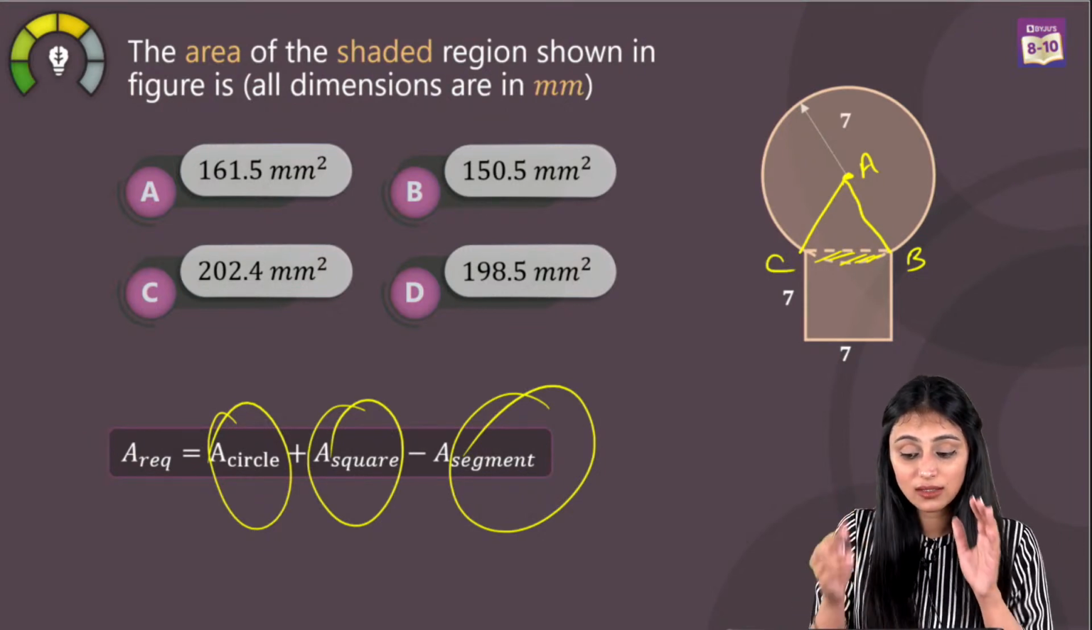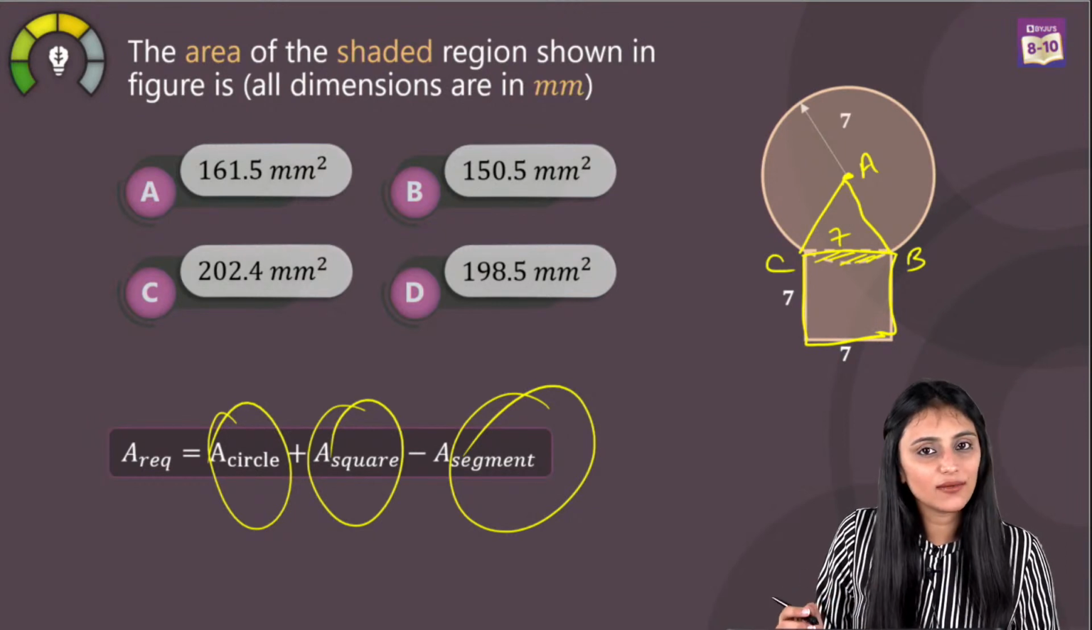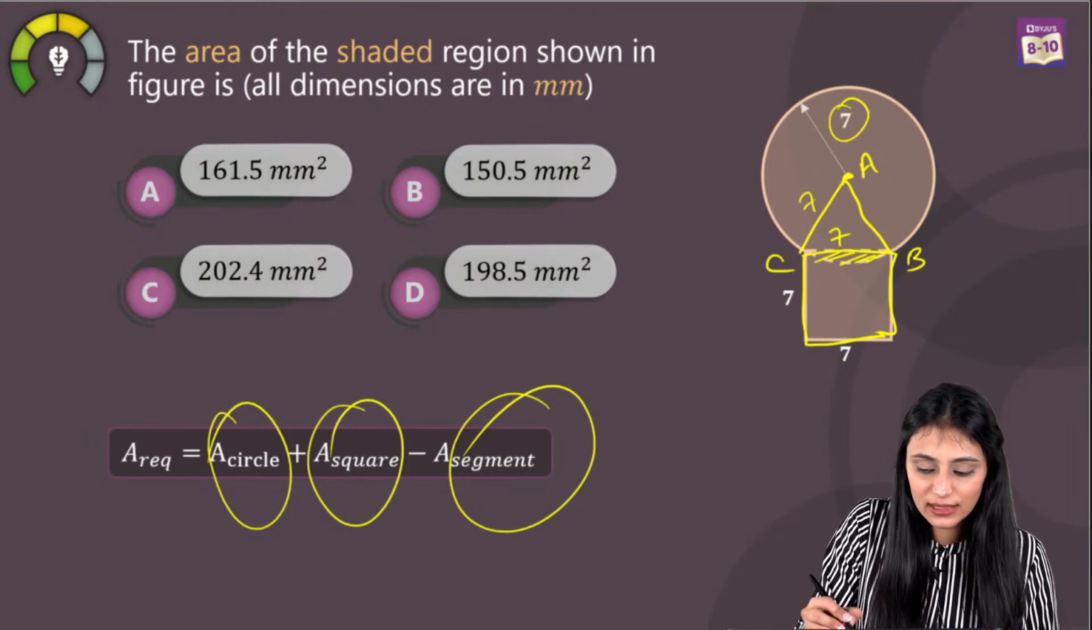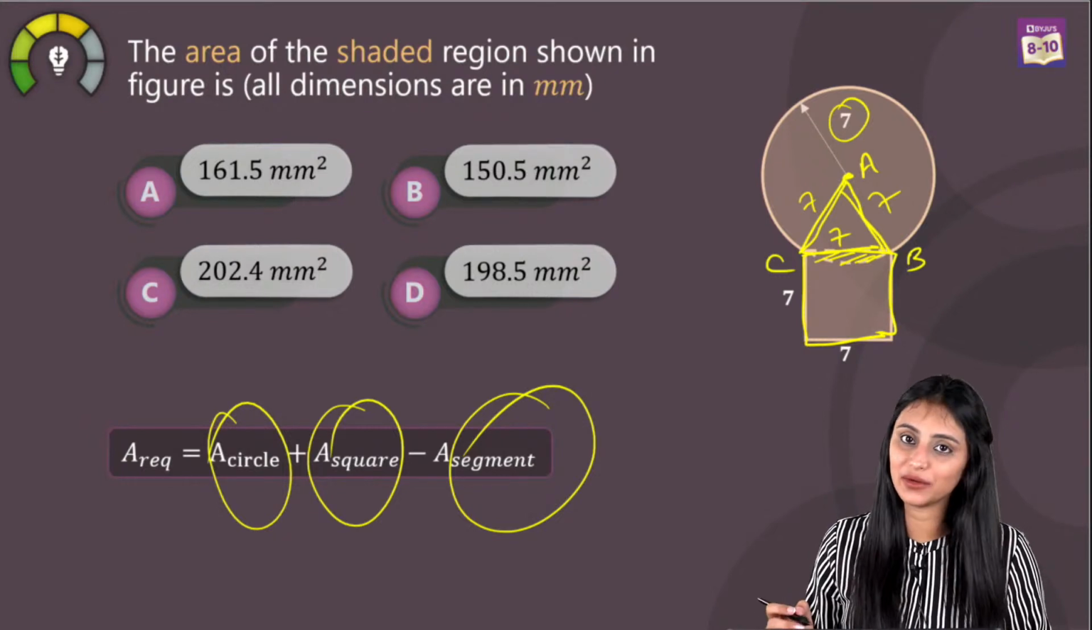Now this over here is a square. All the sides of a square are equal. This will be 7. Radius of circle is given. These are also 7. Correct? So that means this is what? It is an equilateral triangle.